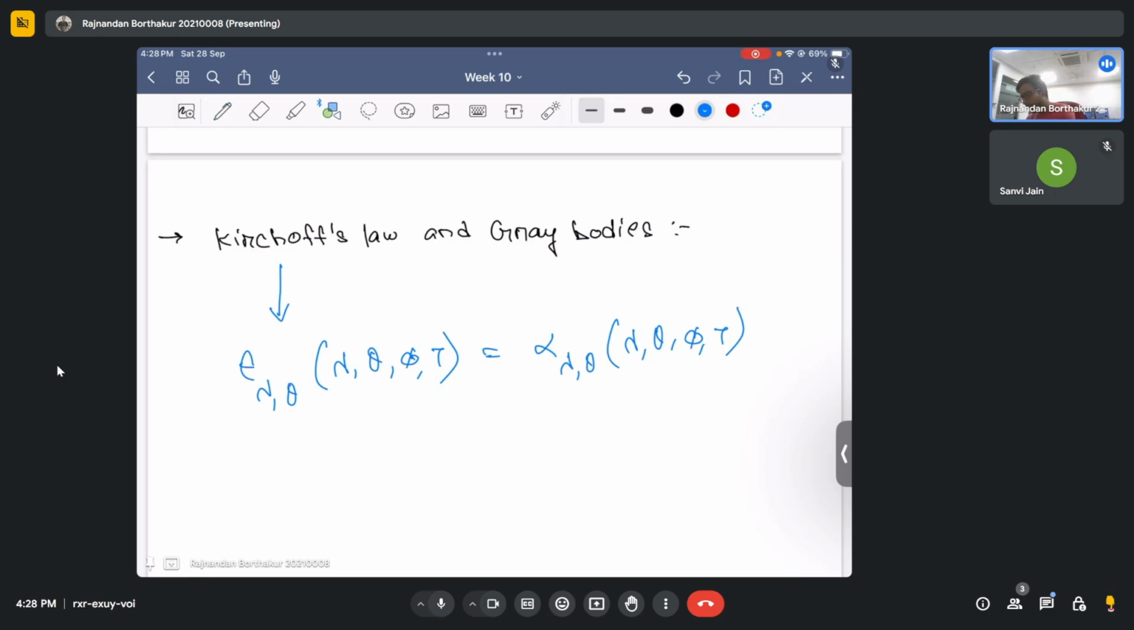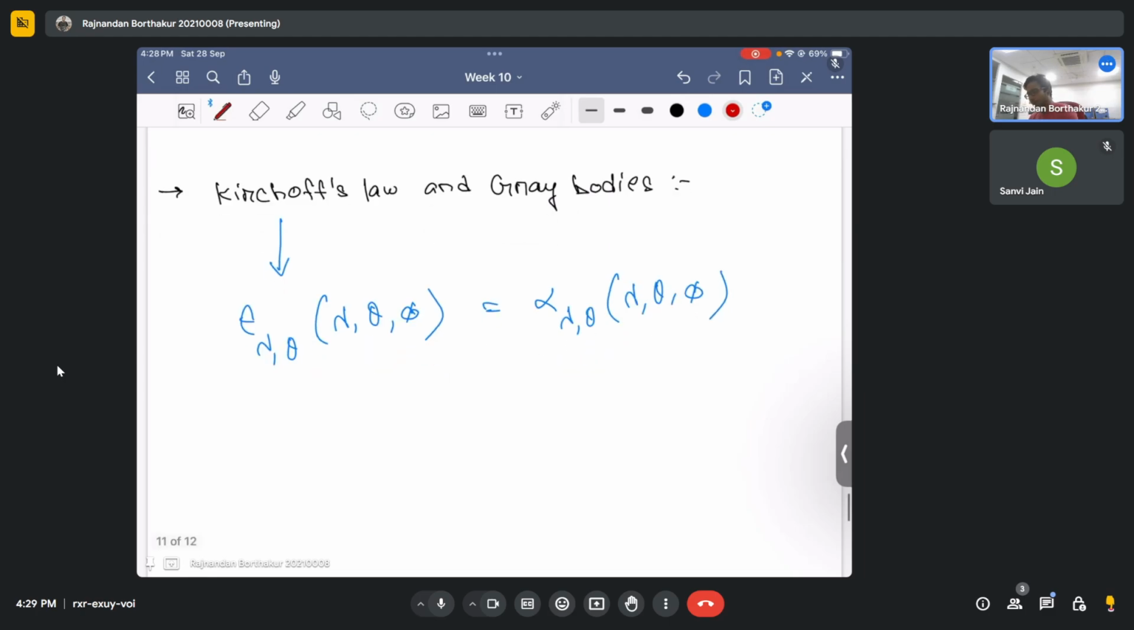Okay. So to me, this is the most, actually, it's not required to write the temperature here, because when you're evaluating this, you're evaluating at the same corresponding temperature only. So you can just write it as lambda, theta, and phi to be precise. But anyway, this is the most fundamental definition of Kirchhoff's law, which says that your spectral directional emissivity is equal to the spectral directional absorptivity.